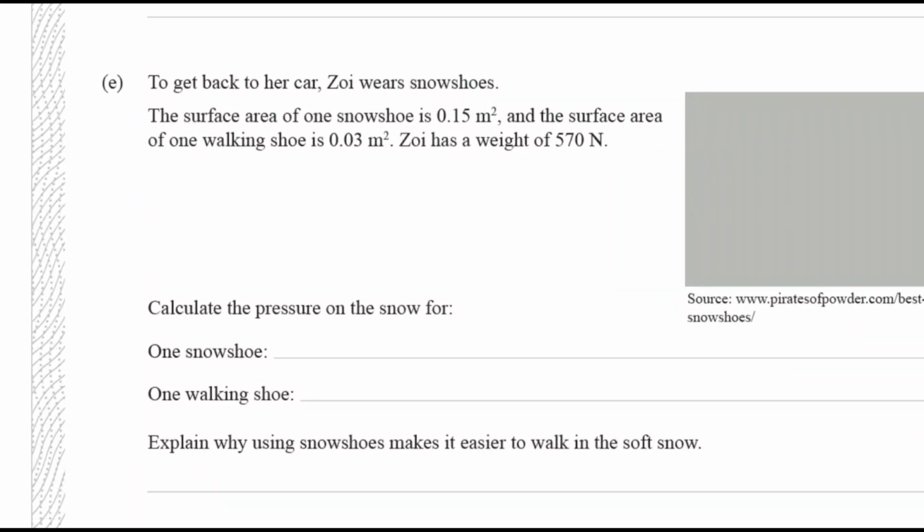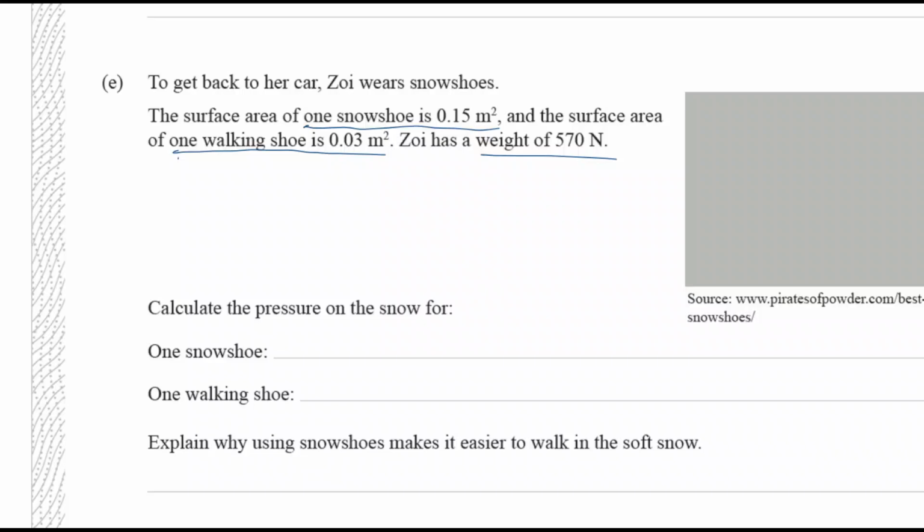Question E. All right, so after the race, Zoe's like, okay, time to go home. And she's wearing snowshoes. We're given the area of one snowshoe as 0.15 meters squared compared to the surface area of one walking shoe. And we're given Zoe's weight as opposed to mass. And firstly, we need to calculate the pressure for a snowshoe or a walking shoe, and then just explain why wearing a snowshoe is better for Zoe and makes it easier to walk on the soft snow.